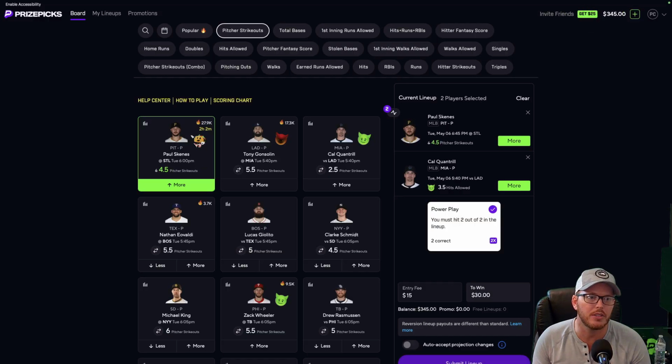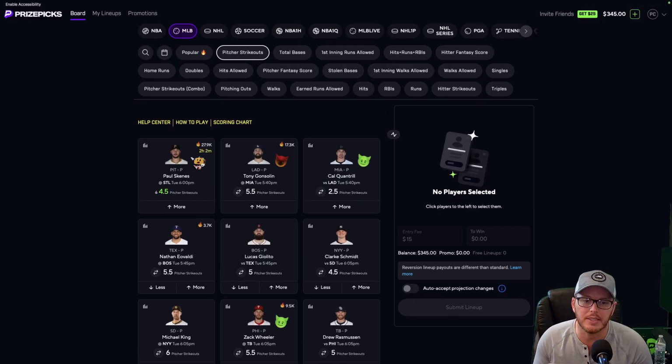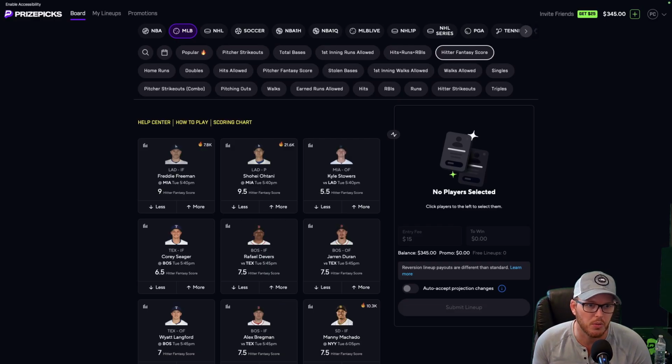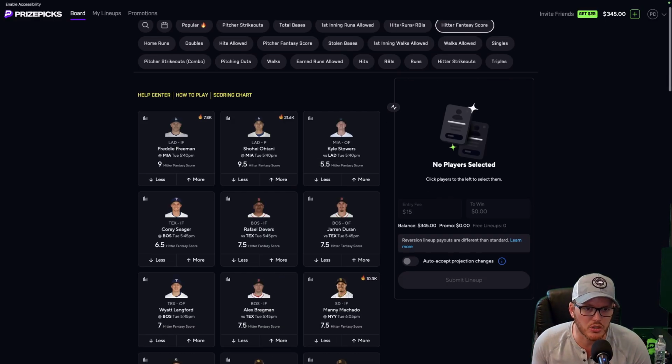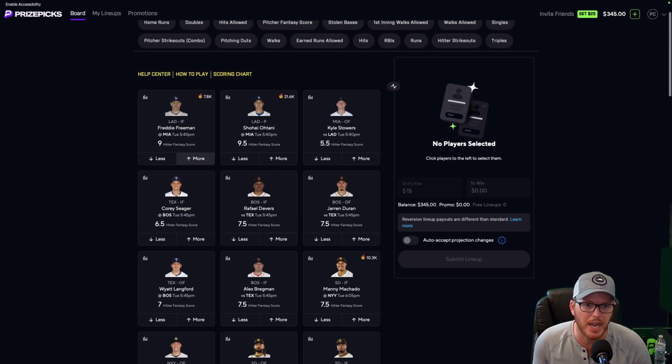Now for the hitters, it's Dodger Roulette. You want to take strong hitters versus weak pitchers. So Ohtani, Freddie, any of those guys. Where's the hitter fantasy scores? So Ohtani's at 9.5. He has stolen base equity. Freddie Freeman's at 9. He's fine.